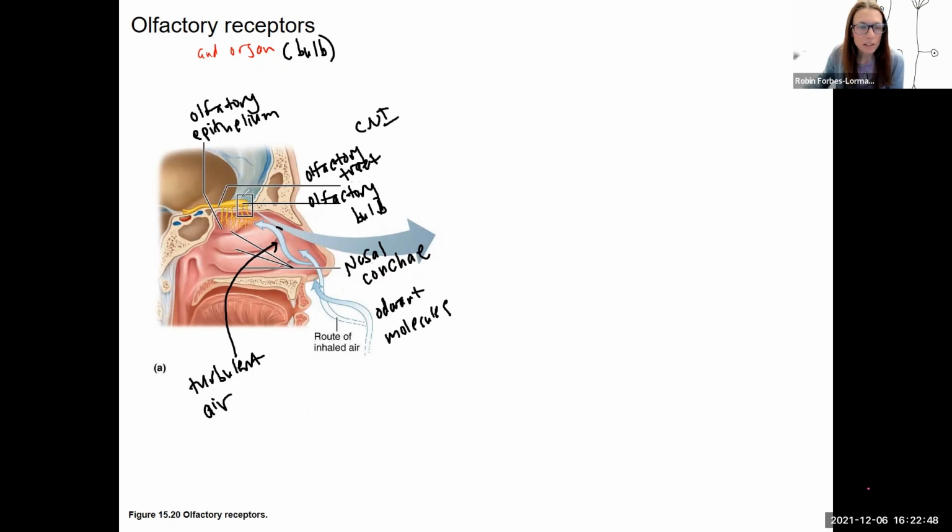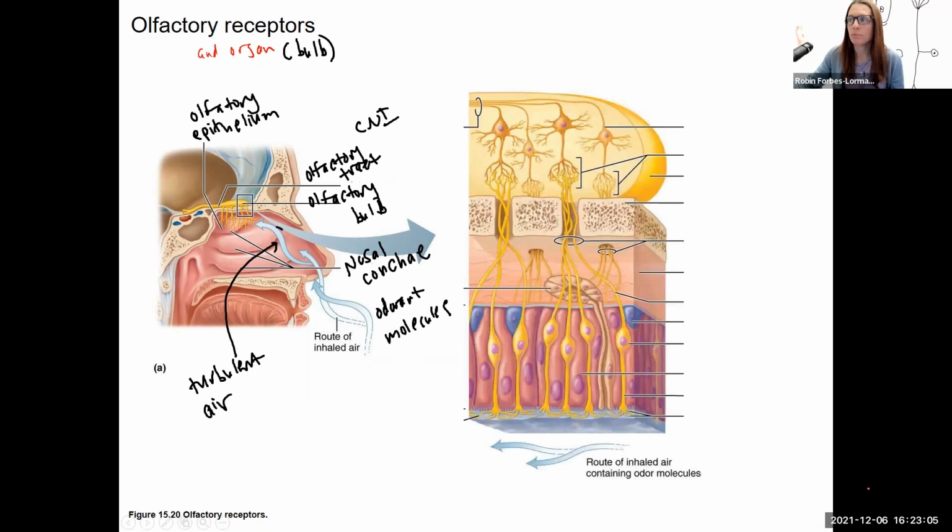So we're going to zoom in to right here, because this is where the action happens, right? This is where we're going to transduce smells into neural signals and have them be prepared to be transmitted to the brain. And this hates me. There we go. So zooming in, again, we're not going to do all of the anatomy, but some important stuff here. First of all, here's our epithelium. This right here is our olfactory epithelium.